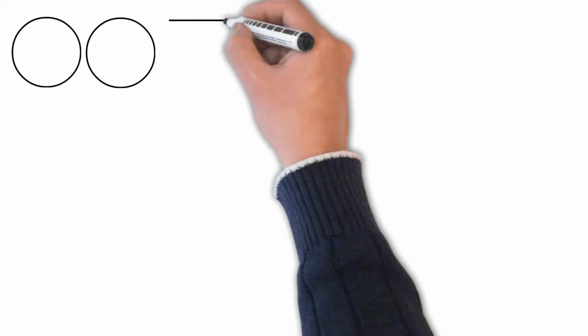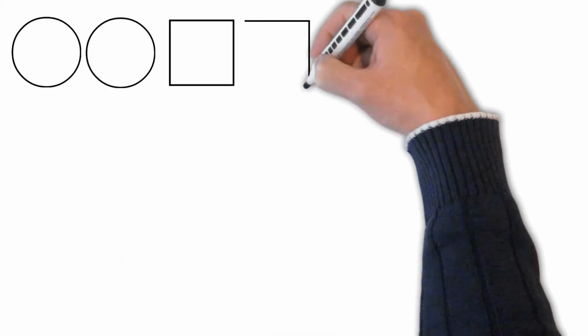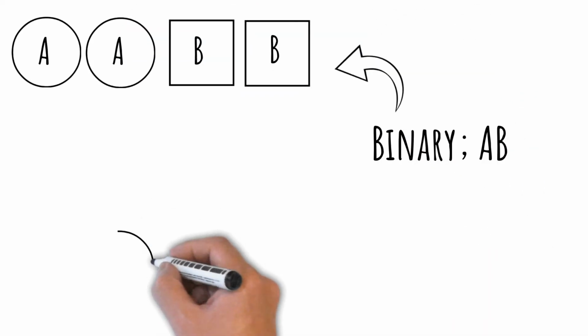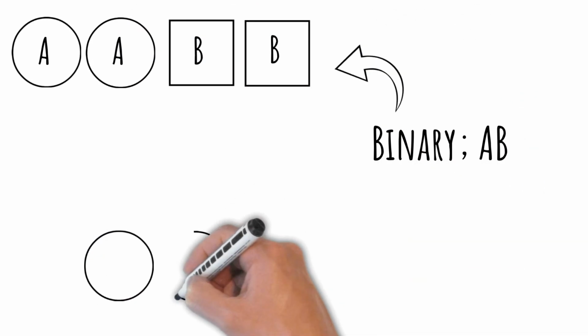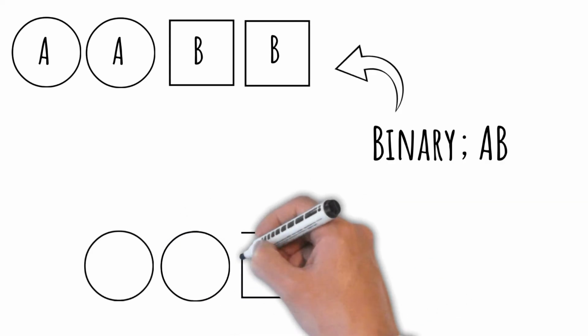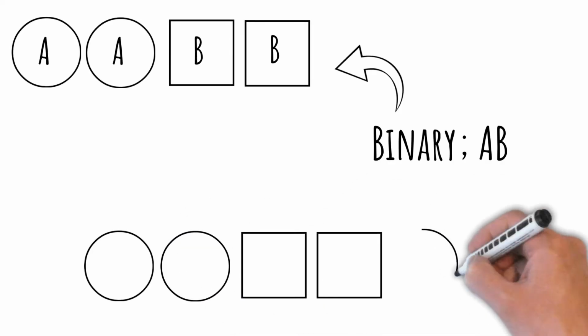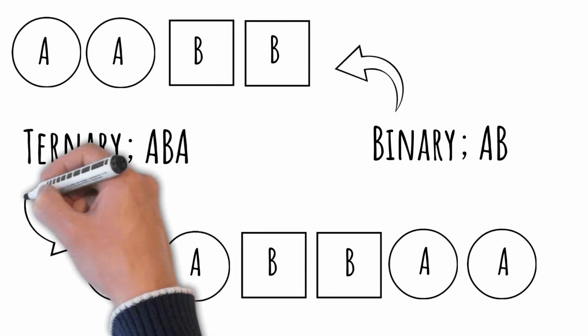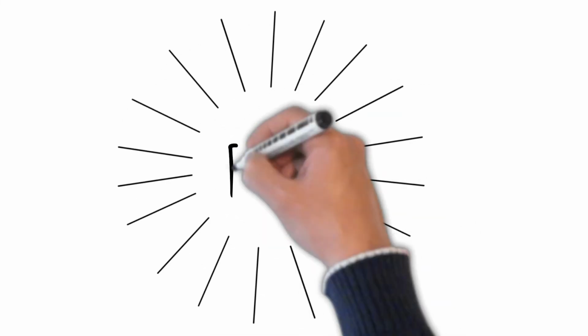By the way, the type of form doesn't change if you repeat one of the sections. You can actually have as many iterations as you want. It's the relationship between opposing sections that creates the form. So AABB is still binary, and AABBAA would still be ternary. And that, my friends, is form.